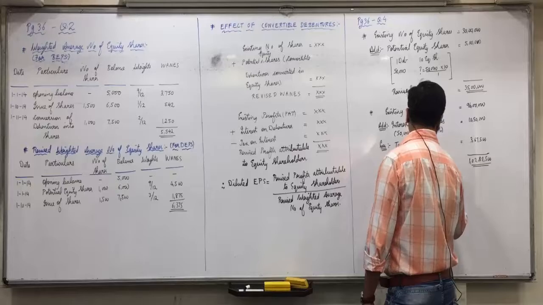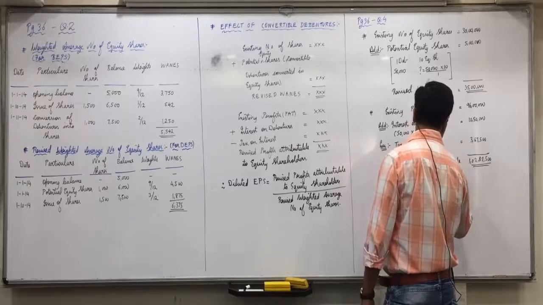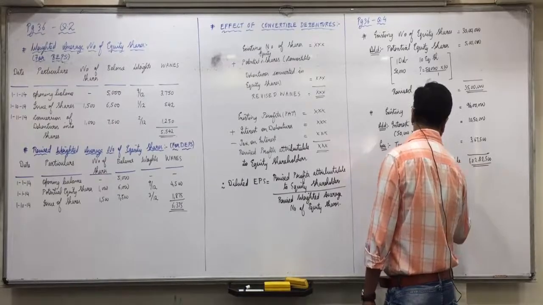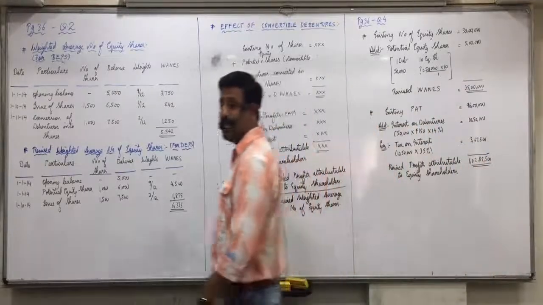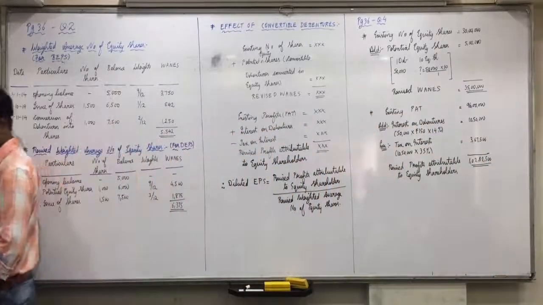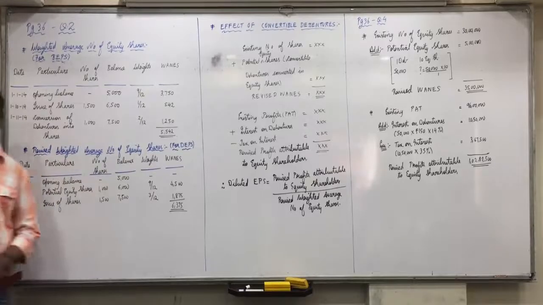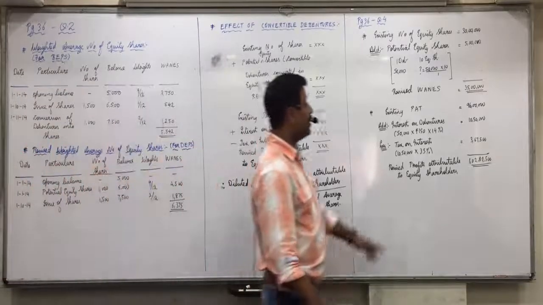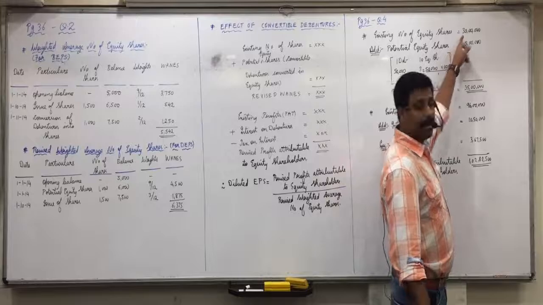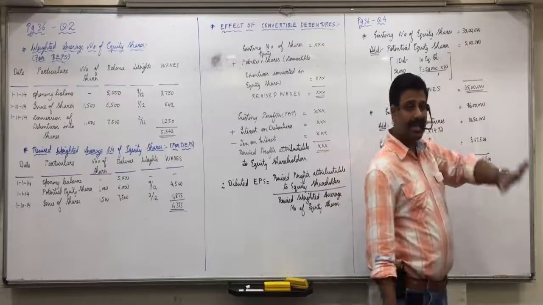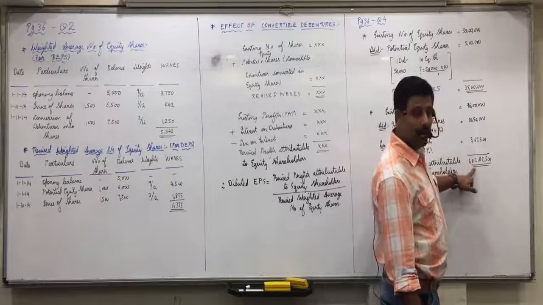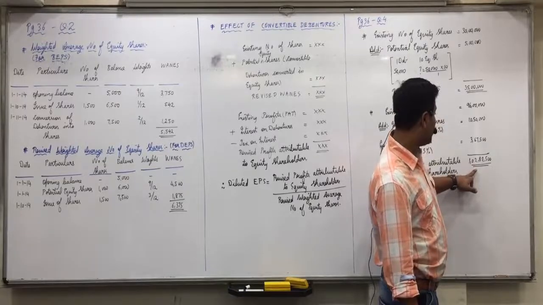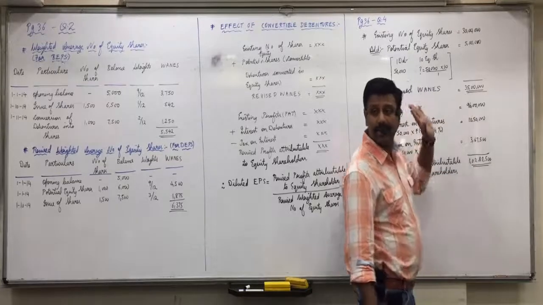profits attributable to equity shareholders. Anyone having any doubt on this? Now we will find basic EPS and diluted EPS both. When we find basic EPS, we will take 96 lakhs divided by 30 lakhs. That is the existing EPS. When we find diluted EPS, we will take 1 crore 2 lakh 82,500 divided by 35 lakhs.